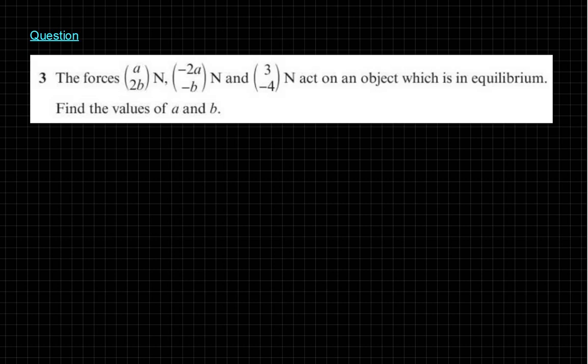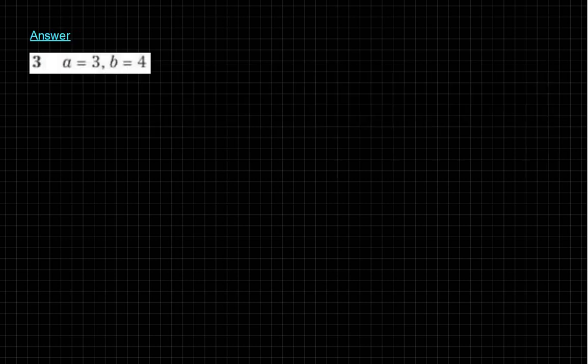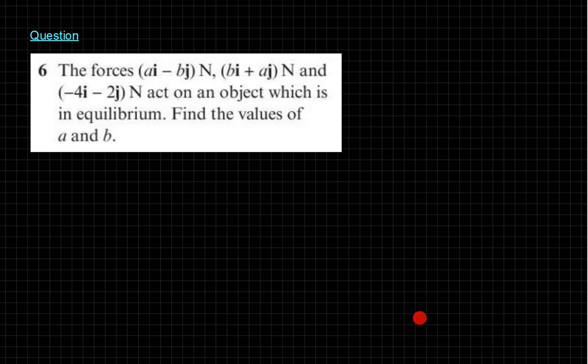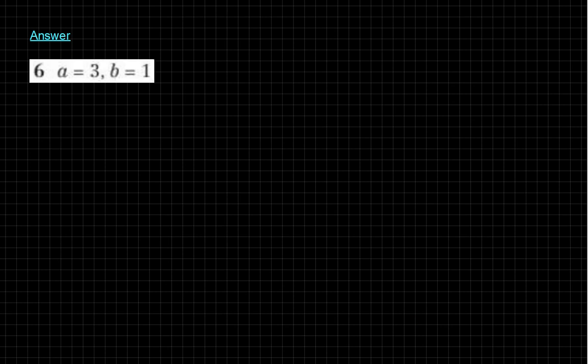Okay, so pretty self-explanatory, this one, I think. Shouldn't be too bad. You should have gotten this as your answer: A equals 3 and B equals 4. Okay, a bit different this one, in that you're going to have to do a little bit of simultaneous equations. Give it a go, pause the video. Okay, and then this should be your answer here: A is 3, B is 1.